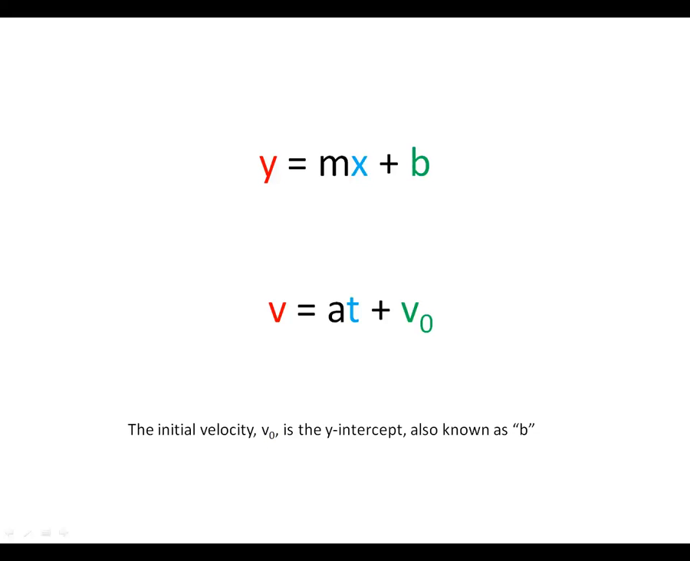So if we follow our normal procedure for graphing, we plot the data points and make a best fit line. Whatever number we determine by looking at the graph as the y-intercept, that tells us what the initial velocity was.